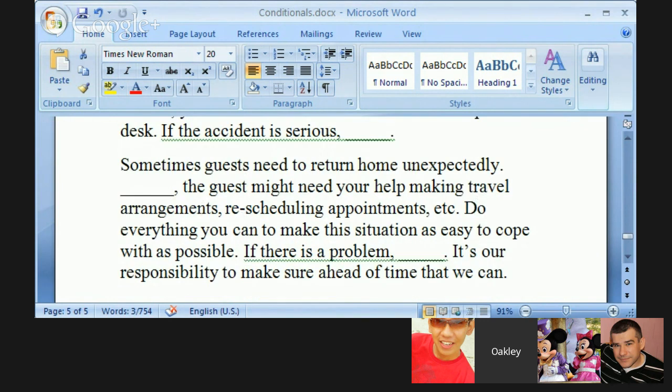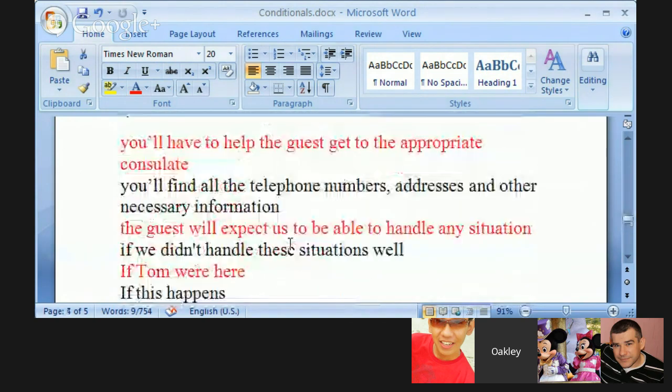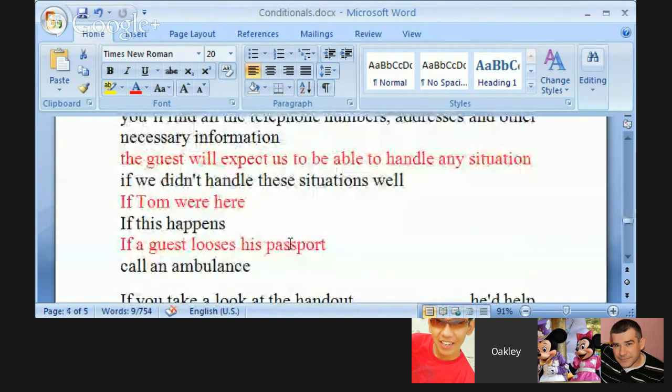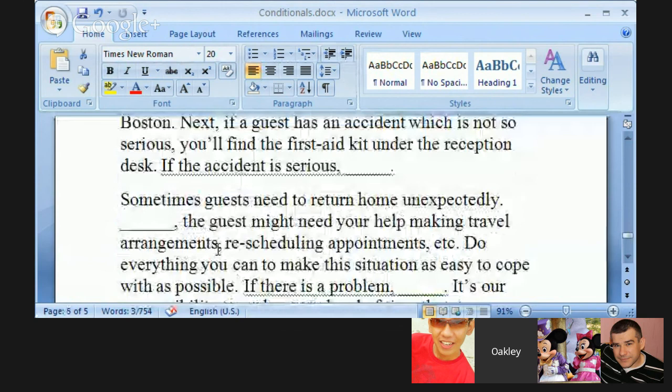Okie dokie. Adam. Sometimes guests need to return home unexpectedly. The guest might need your help making travel arrangements, rescheduling appointments, etc. Okay, so we need an if clause. If this happens. That's very simple. If this happens, the guest might need your help. Look at the might need your help.